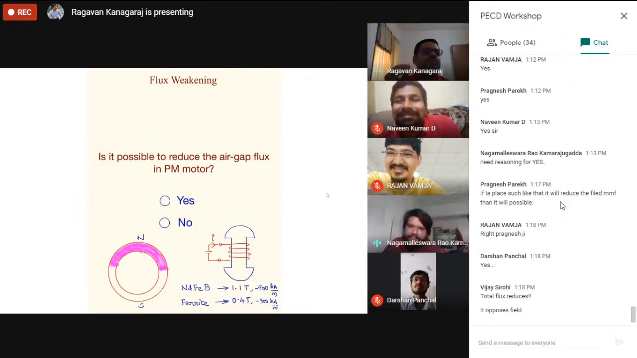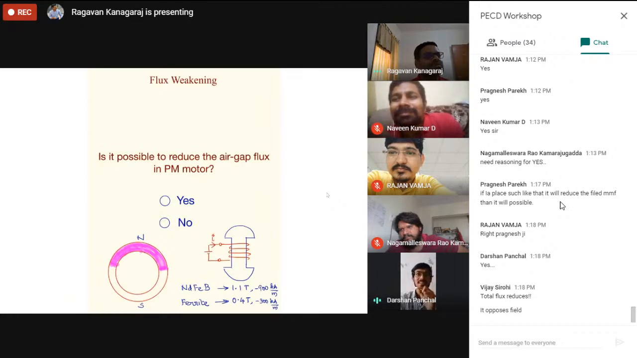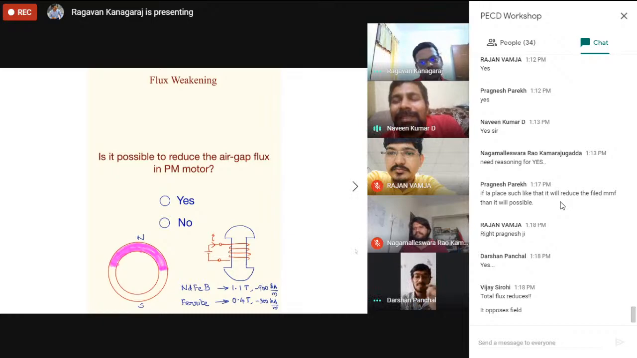Sir, for that we need rotor position. Something else. What is the basic requirement of influencing the air gap flux? Because we want to reduce it by energizing the set of windings which is sitting in the stator. So what is required? It's difficult, but even then I'm asking. Sir, by increasing the angle between the armature MMF and field MMF. Resultant MMF will be reduced, I think. By changing the power factor, sir.